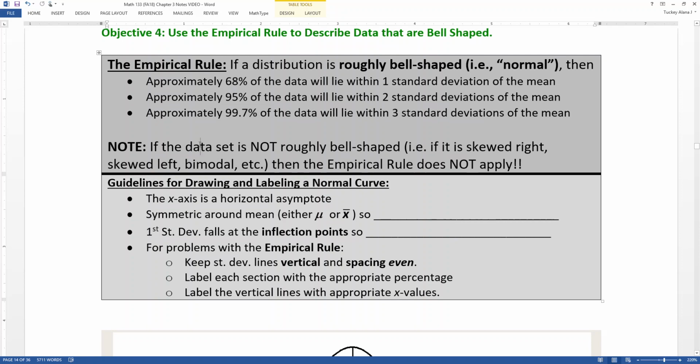Now, before I go any further, let me just make sure that it's very clear that this is only for bell-shaped distributions. If it's skewed right, this does not apply. If it's skewed left, it does not apply. If it's bimodal, that's when it has like two peaks, kind of like a camel's back, this does not apply. There's all sorts of graphs that it does not apply to. But if it does apply, then these percentages are roughly what they should be. Now we're going to get more fine-tuned with those in Chapter 7, but for our purposes for now, that's fine.